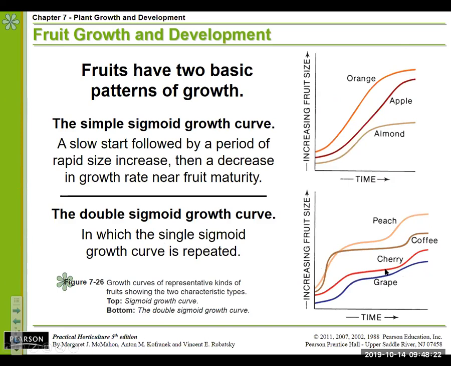And then in other crops, like oranges, apples, almonds, and other plants in the same family, there will be a rapid increase in fruit size, followed by a slow period where they're not really increasing, but the chemicals in the fruits are changing, and then they increase in size again before they mature.